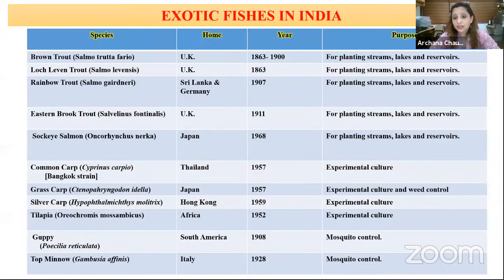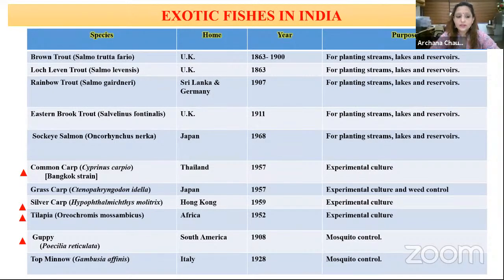Similarly, not only here but in India also, this table on my slide shows that a number of exotic species were introduced into the Indian ecosystem from different countries, at different time points. And the reasons for their introduction were different: some for experimental culture, some for mosquito control, and so on.